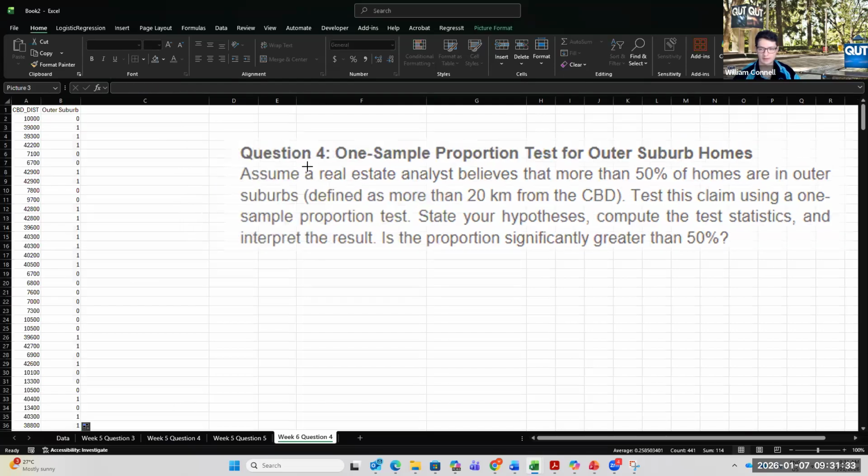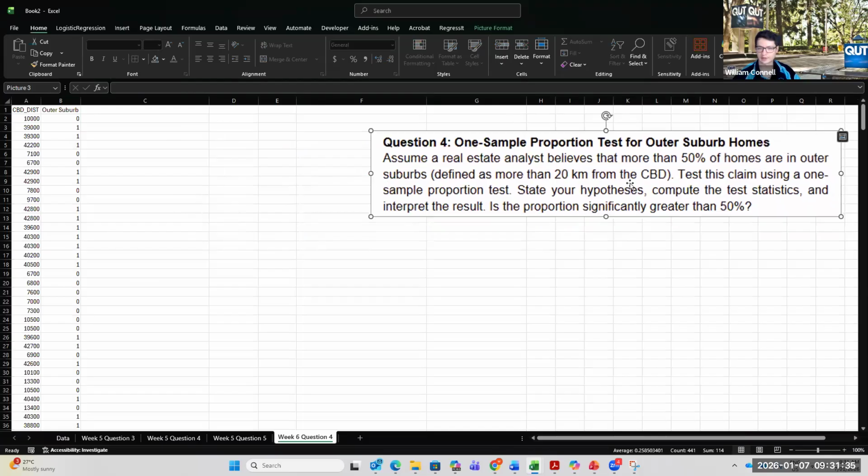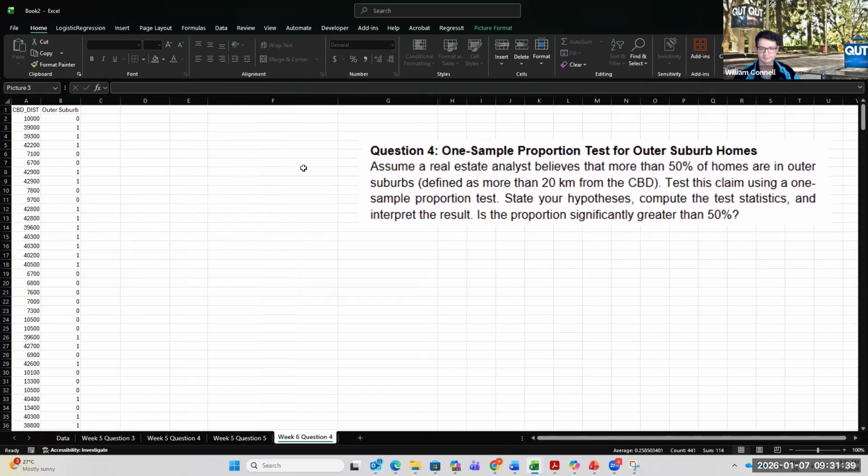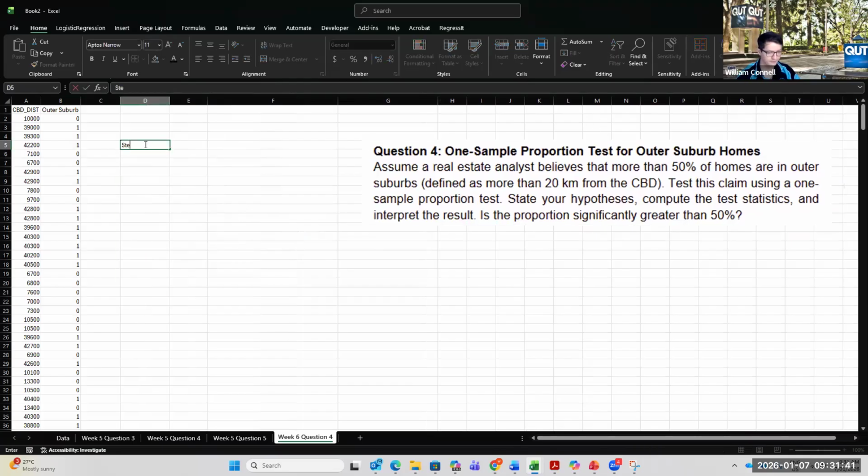Okay. All right. So the next thing we're going to do is go through our four-step procedure. The first step, step 1, is to state the hypotheses. So we're going to have H0 and HA.